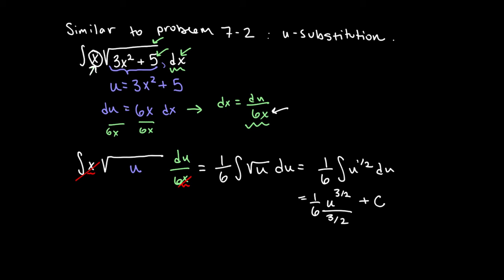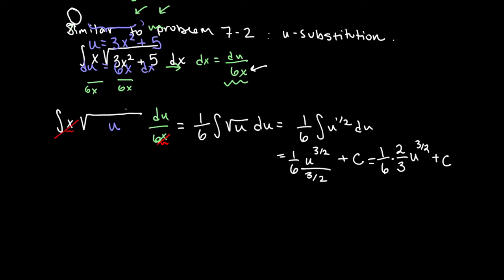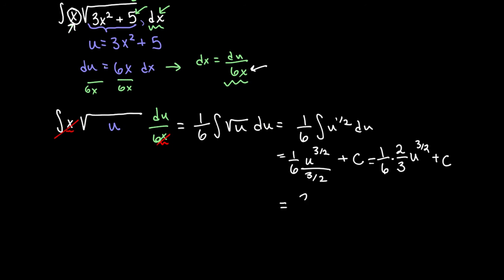And this is looking kind of messy. So that would be 1/6. Instead of divided by 3/2, I'm going to write that as multiplied by 2/3, because if we divide by a fraction, we can write it as multiplying by the reciprocal. u to the 3/2 plus c, which is 2 over 18 u to the 3/2 plus c, which we can simplify to 1/9 u to the 3/2 plus c.